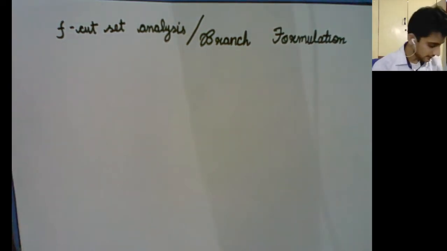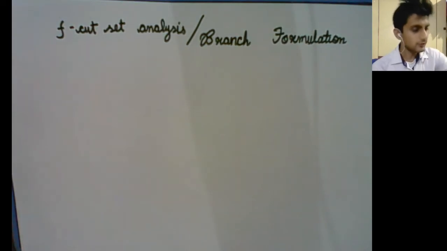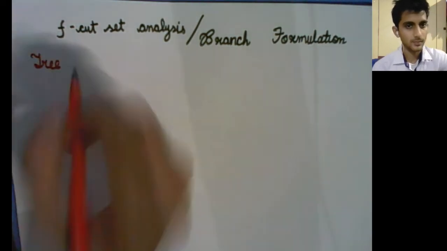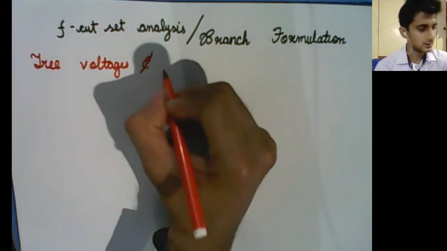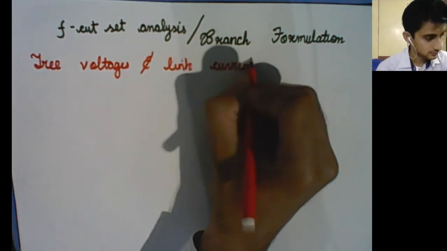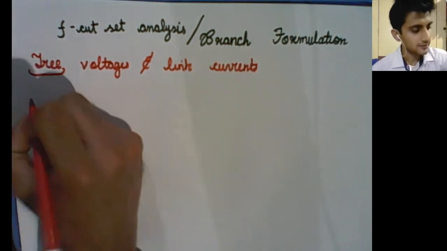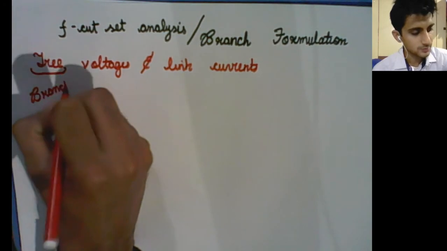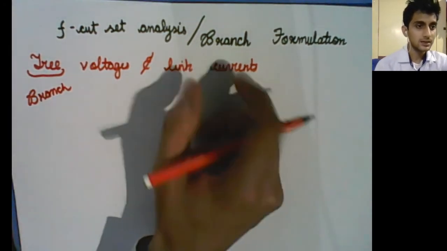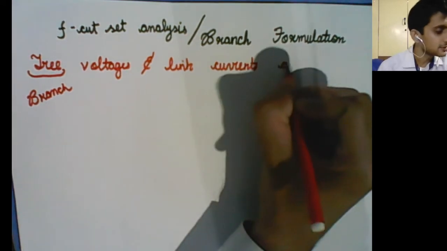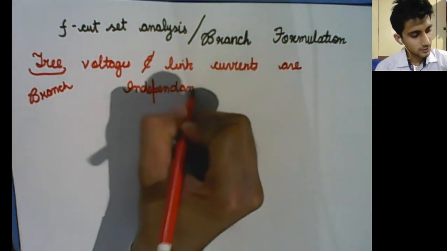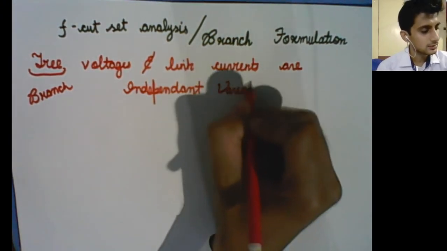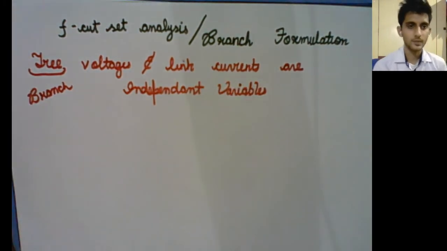So you can say that the tree voltages and link currents. ट्री वोल्टेज का मतलब है, I want to convey कि जो ब्रांच के वोल्टेजेस हैं, so the branch voltages and the link currents are independent variables. Okay, so these are independent variables. Fine.